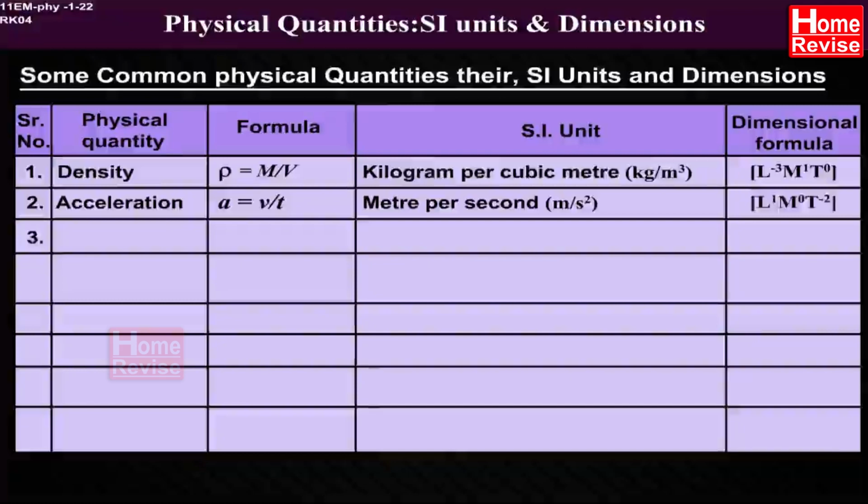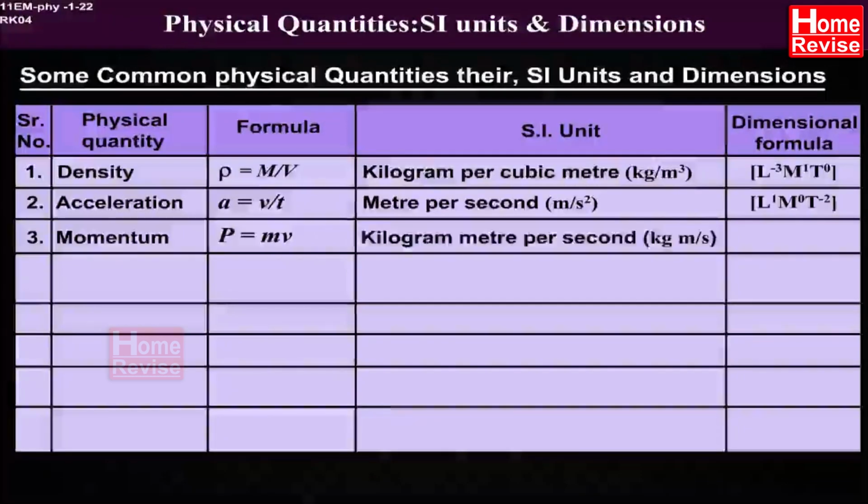3. Physical quantity, momentum. Formula: p is equal to mv. SI unit, kilogram meter per second, kg m upon s. Dimensional formula L^1 M^1 T^-1.